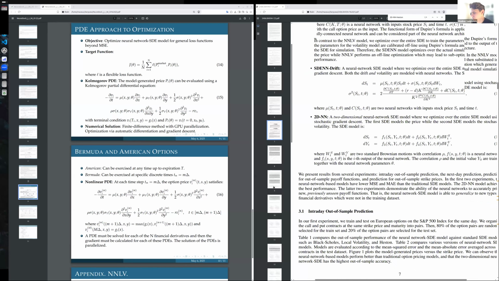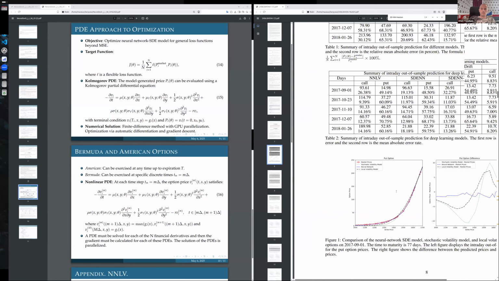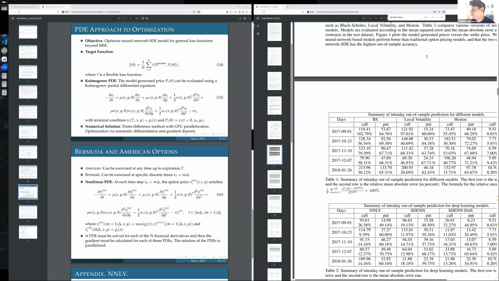Can you see it? Yes. So what did they do?